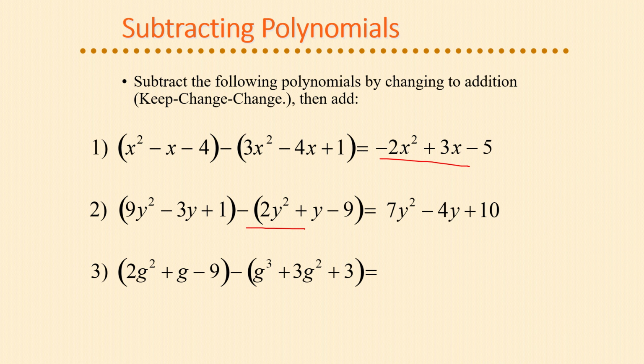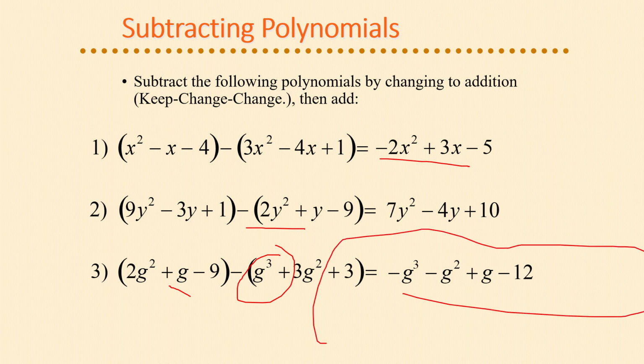From here, we have 2g squared. Okay, so here, mauuna ito. So we got negative g squared. And then negative 3 minus 2 is negative 5g. And then just copy the positive g since wala siyang katapat dito. And then we have negative 9 minus 3 is negative 12. So that's why we got this final answer.